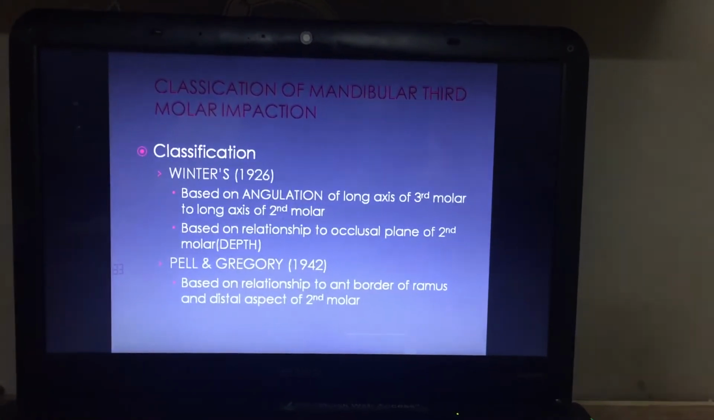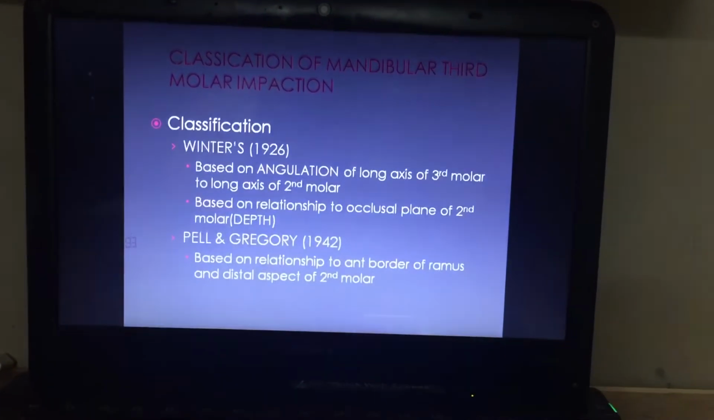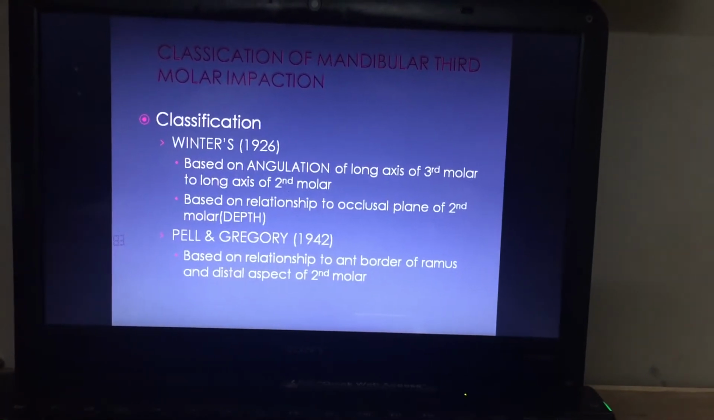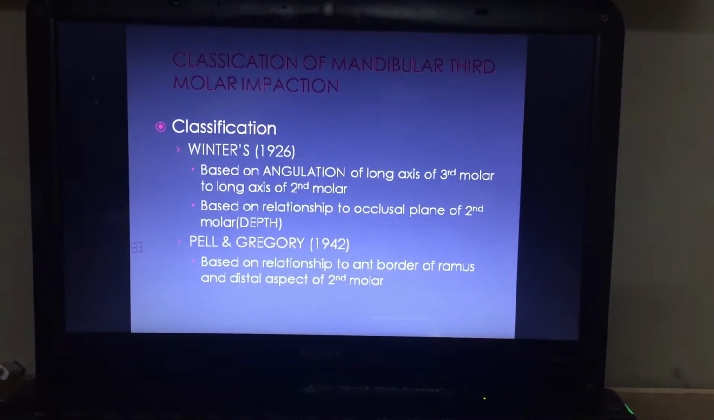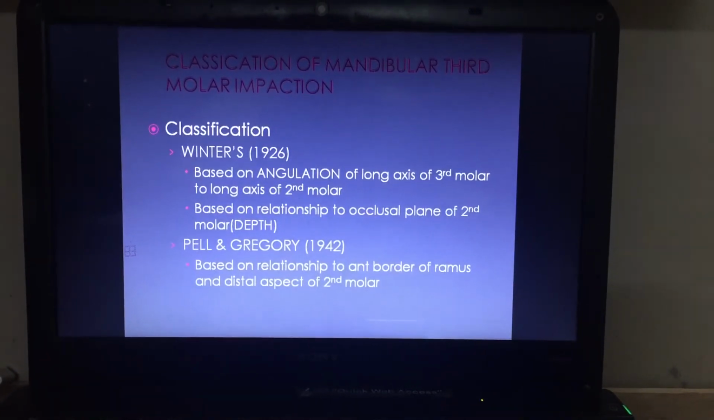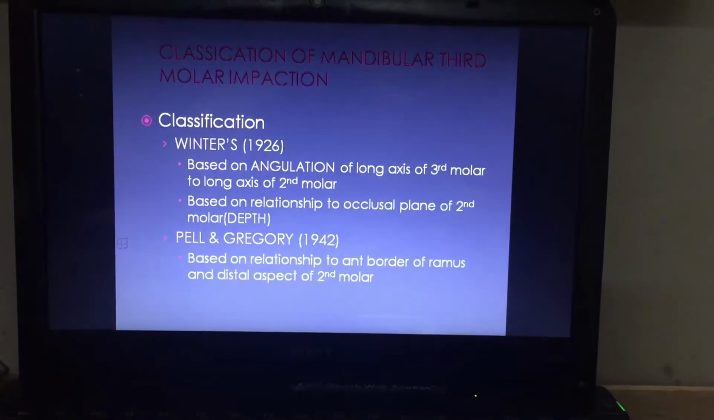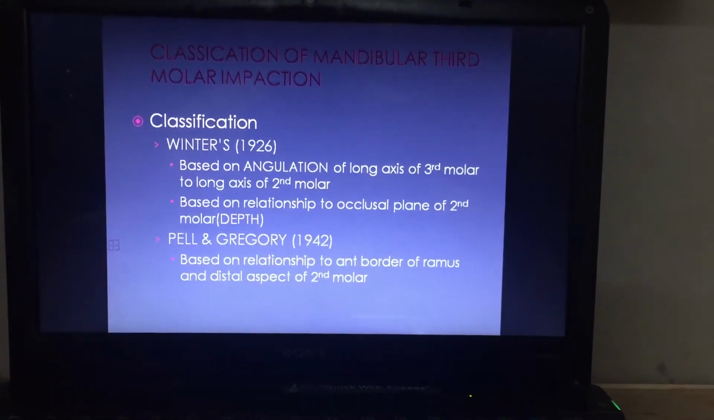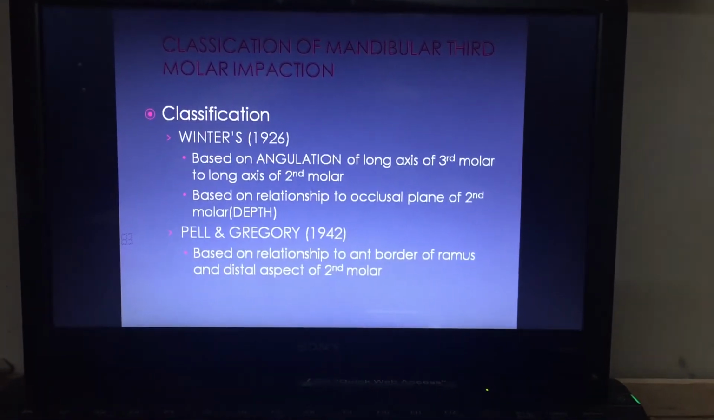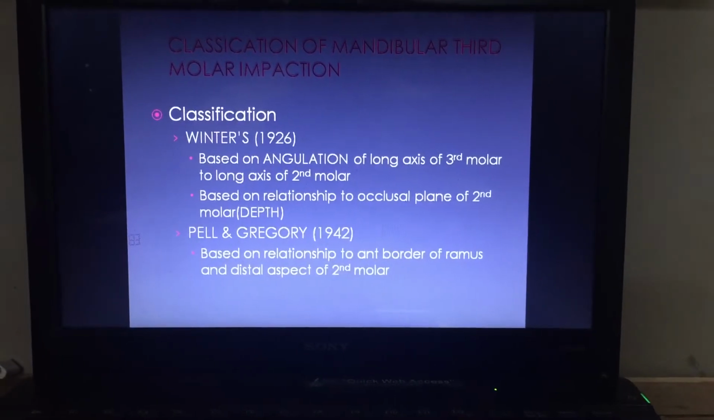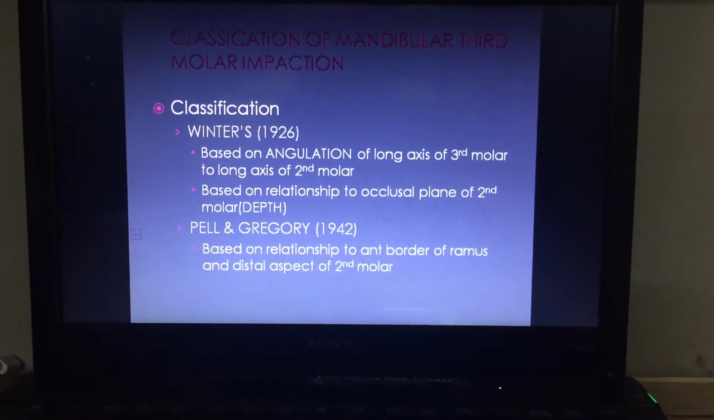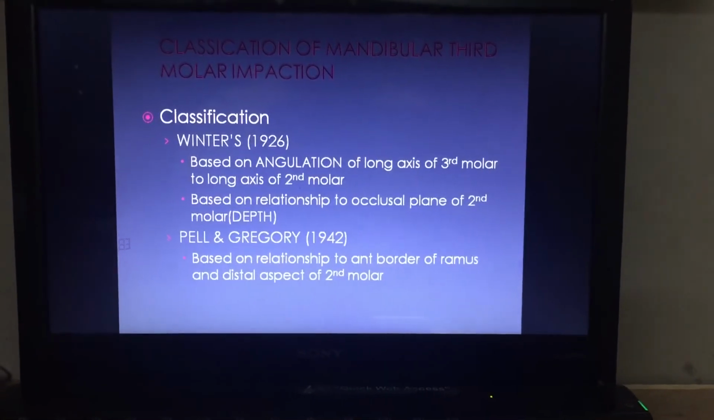The classification of mandibular third molars was first given by Winters in 1926. He proposed there are two sets on which the classification of third molars can be done. First, based on the angulation of the long axis of the third molar to the long axis of the second molar. That means we draw a long axis on the second molar and then we compare the long axis of the second molar to the long axis of the third molar, and based on these two lines we try to relate the angulation.